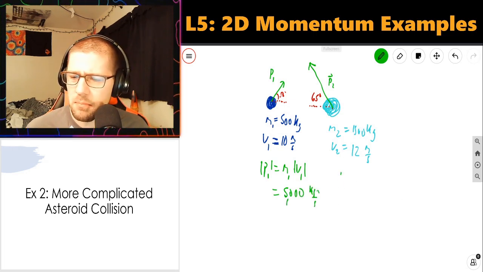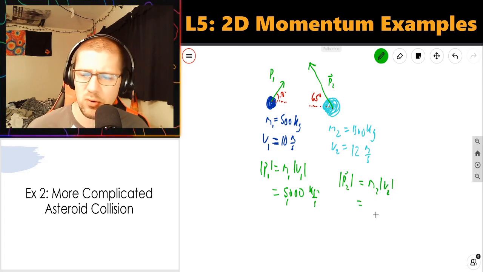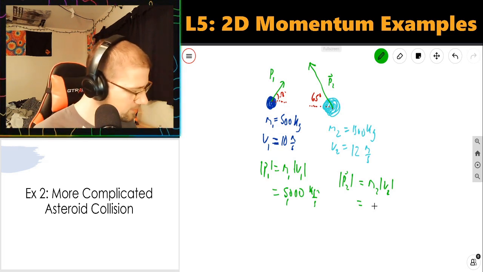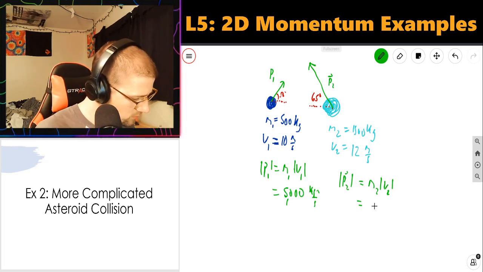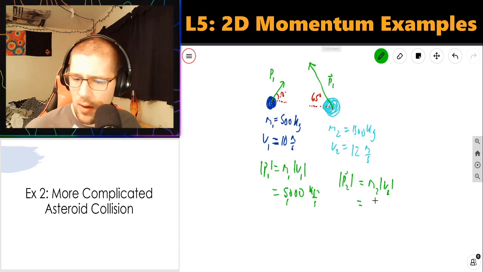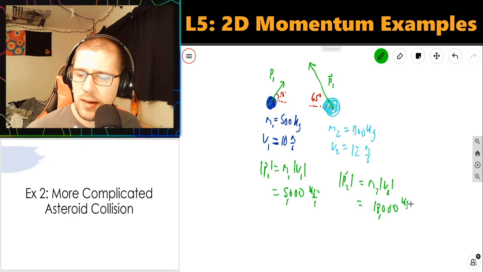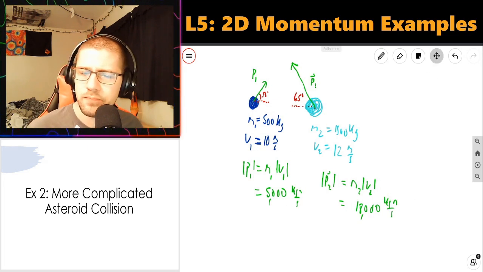Meanwhile, the magnitude of the momentum of 2 is just going to be the mass of the second one times the speed of the second one, which is 12 times 1500. So that's going to be 18,000 kilogram meters per second. Okay, cool.